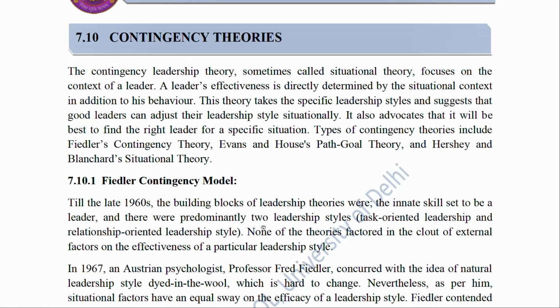7.10.1 Fiedler contingency model. Till the late 1960s, the building blocks of leadership theories were the innate skill set to be a leader, and there were predominantly only two leadership styles, namely task-oriented leadership and relationship-oriented leadership style. None of the theories factored in the clout of external factors on the effectiveness of a particular leadership style.